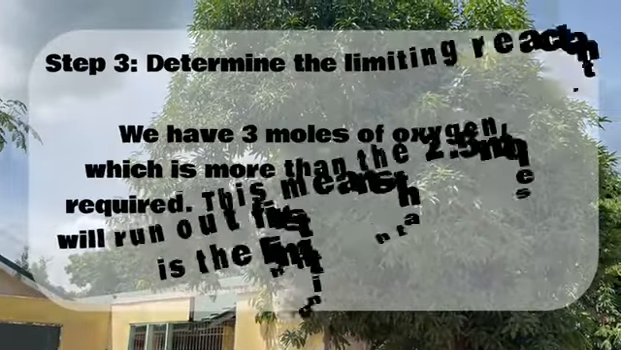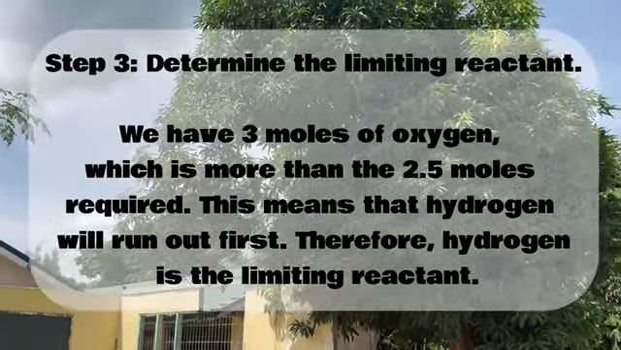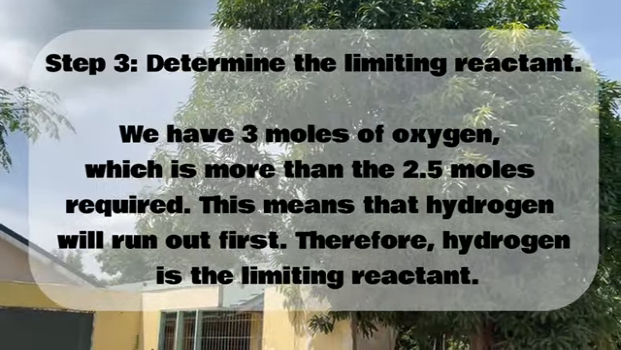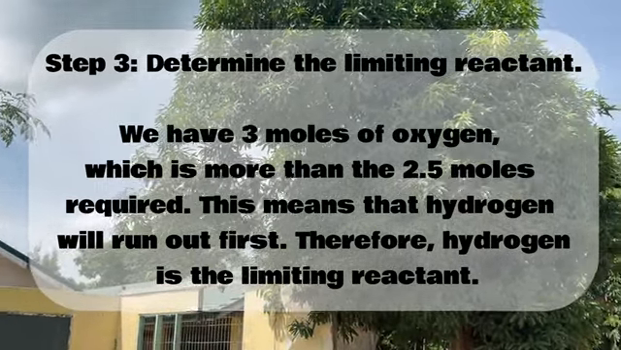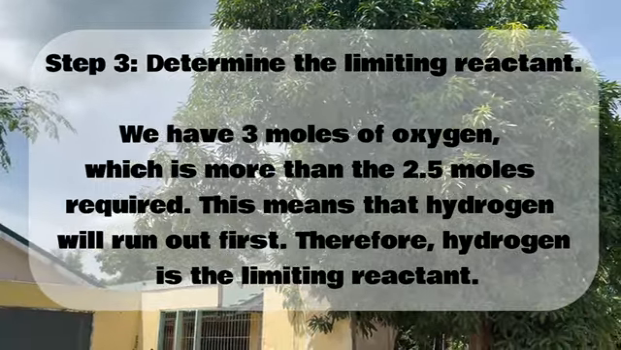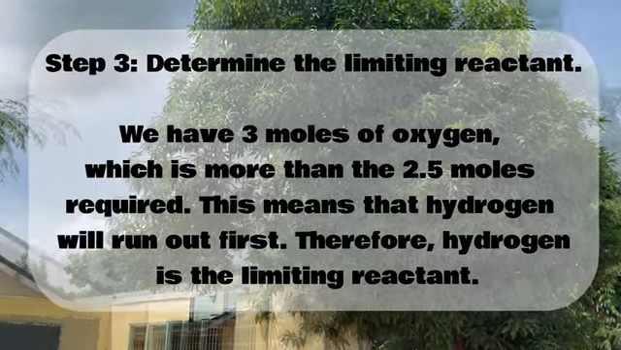Step 3. Determine the limiting reactant. We have 3 moles of oxygen, which is more than the 2.5 moles required. This means that the hydrogen will run out first. Therefore, hydrogen is the limiting reactant.